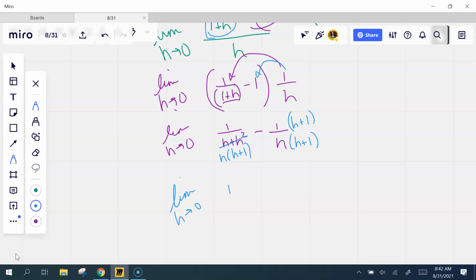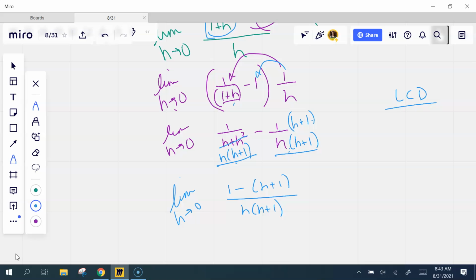All right, so I have 1 minus h plus 1, because 1 times anything is itself, over h times h plus 1. Are you all okay there? That's what it was originally. Do y'all remember when we did LCDs in Algebra 2? I had you come over here and I said, write the LCD, and we factored the first one and we said, what is this one missing that this one doesn't have? And we gave it to both of them.